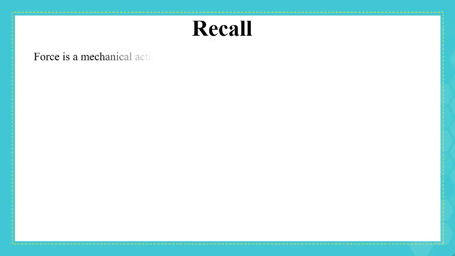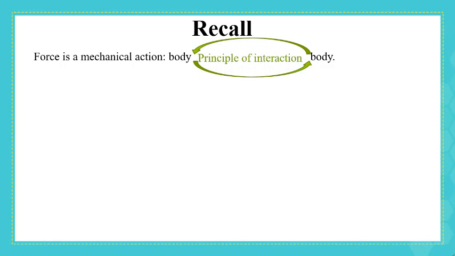If you remember, we learned from the previous lesson that the force, as a definition, is a mechanical action exerted by a body on another body. When this body exerts a force on the second body, then the second body exerts a force on the first body, and this is called the principle of interaction. And on the same body, if it is under the action of two forces having the same line of action, same magnitude, and opposite direction, then this body is said to be at equilibrium.